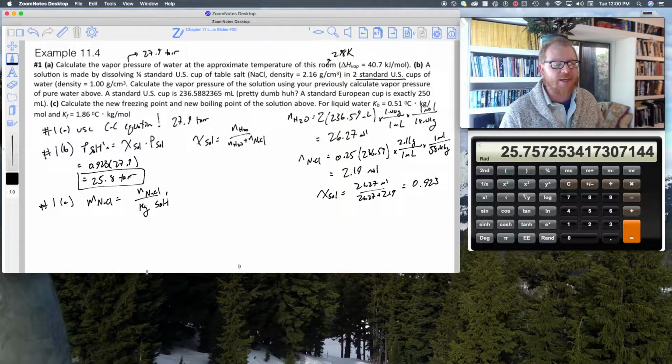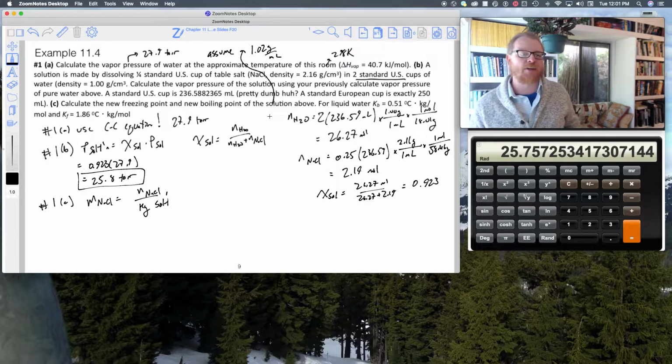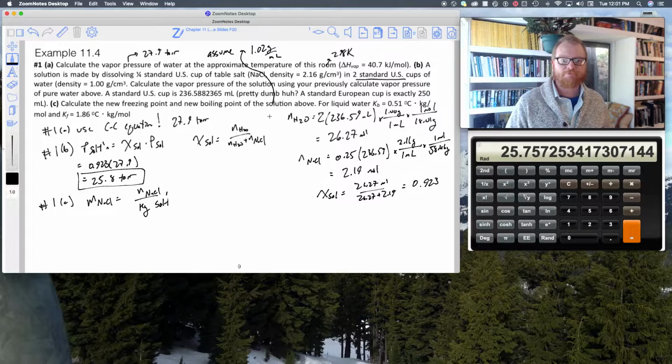And let's see here. I didn't give you the density of this solution. So I'm going to write here, assume, and I'll make sure that I have this note in the exam, assume that the density of the sodium chloride solution is 1.02 grams per milliliter, okay? So I would have to give that to you in the future, okay?